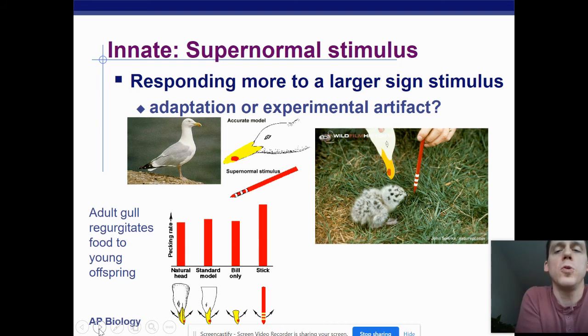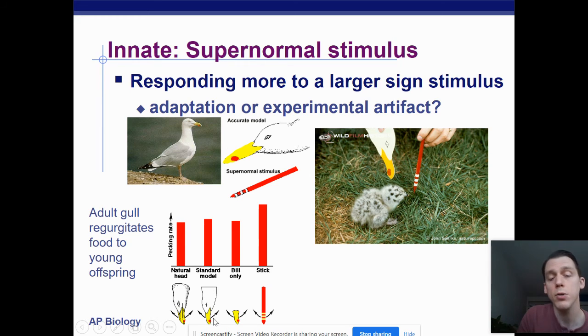Okay, another innate behavior, supernormal stimulus, responding more or in a bigger way to a larger stimulus. An adaptation here is with gulls. So gulls will often regurgitate food to their young. So there you see this gull, a little bit of regurgitated food hanging out of this gull's beak. The chicks are going to see this and they're going to start pecking at it because they want the food, right? Now, if we use a real gull's head, there will be a particular amount of pecking by the offspring.